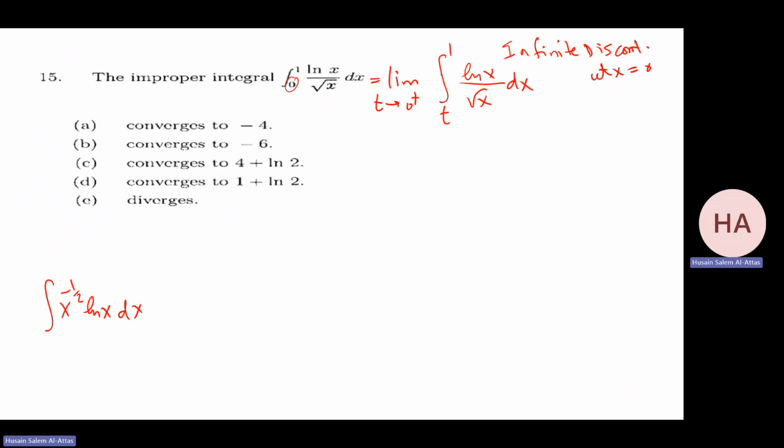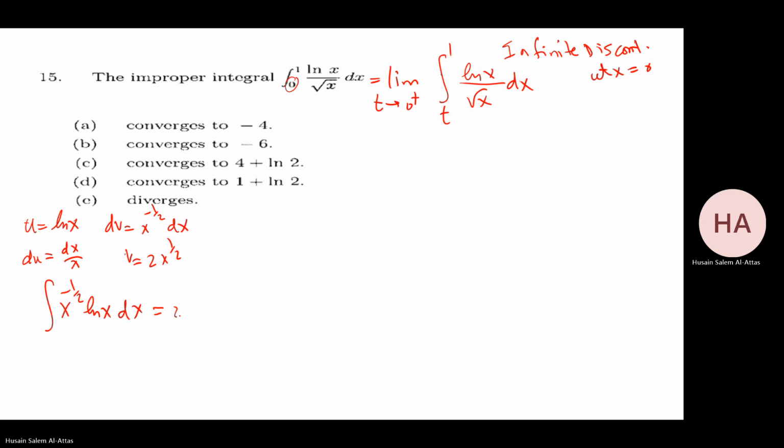Okay, it will be done using what? Integration by parts. Very clear. It should be integration by parts. So I have u is ln x, dv is x to the power minus half dx. So what is v? It's 2x to the power half. I add 1, I divide by half. And du equals dx over x.